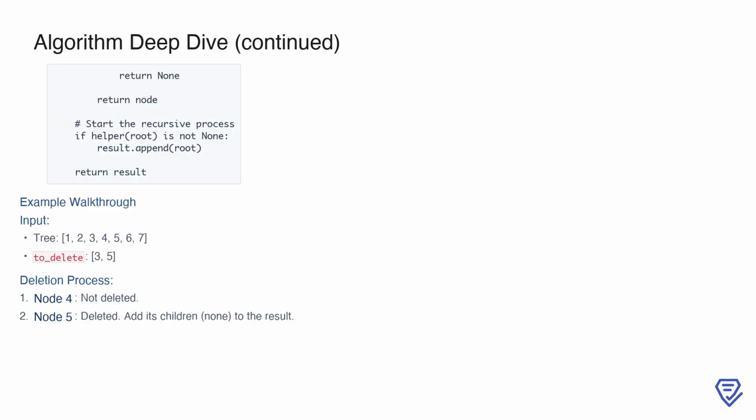If the recursive helper function does not delete the root node, we append the root to the result list at the end of the process. The function then returns the result list, which contains the roots of all trees in the resulting forest.